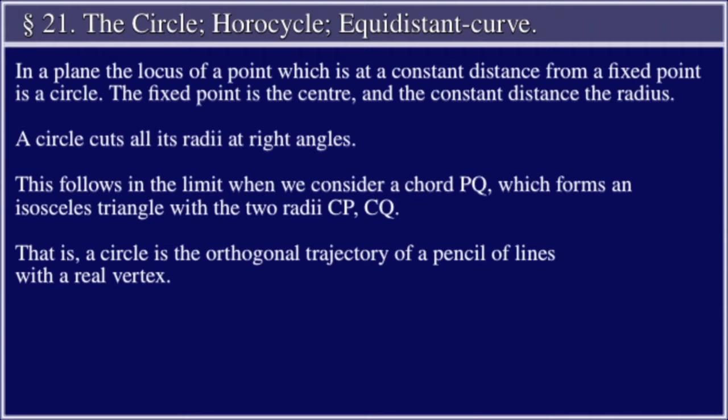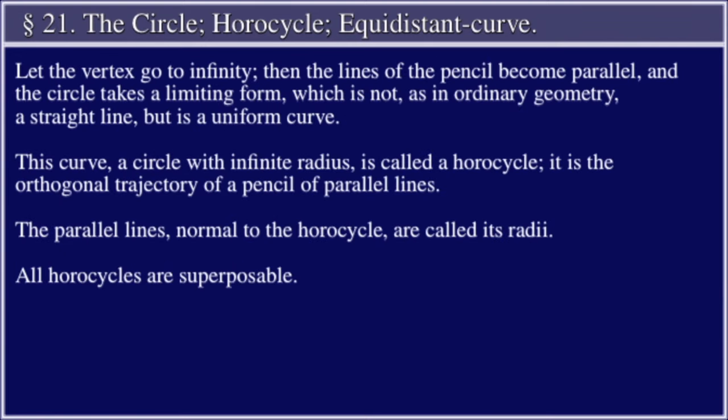This follows in the limit when we consider a chord PQ which forms an isosceles triangle with the two radii CP and CQ. That is, a circle is the orthogonal trajectory of a pencil of lines with a real vertex. Let the vertex go to infinity.